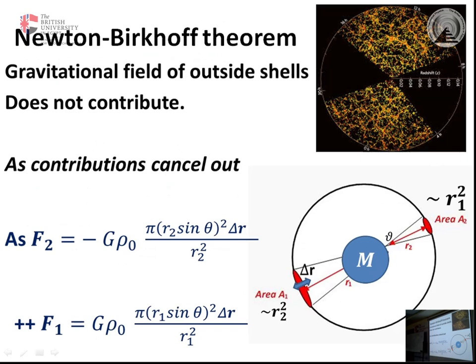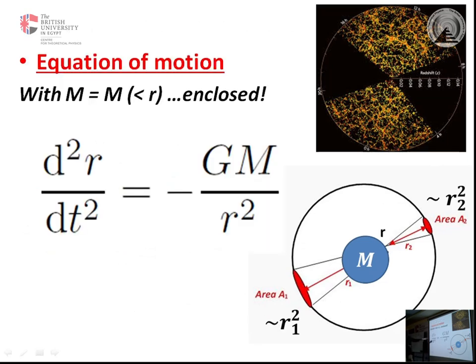So therefore, the gravity on the surface of our patch, cosmological patch, or the Earth patch, or whatever patch you have, is simply like the gravity field of a point mass in the center of the patch. Okay? So our equation is actually quite simple. This is the equation of motion of the patch.